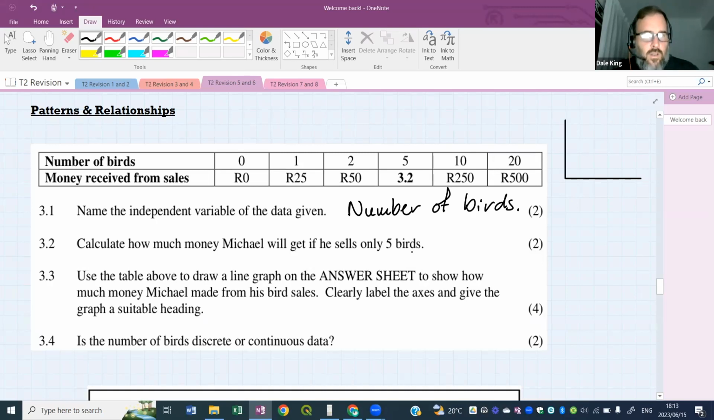And then Katlego said she's already on 3.2, which says calculate how much money Michael will get if he sells only 5 birds.